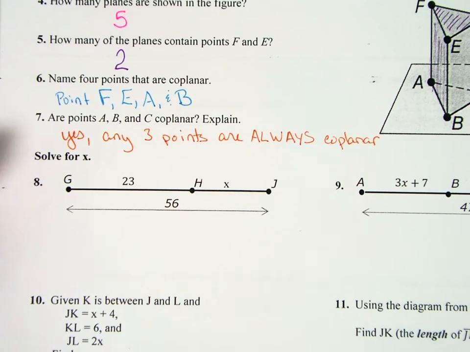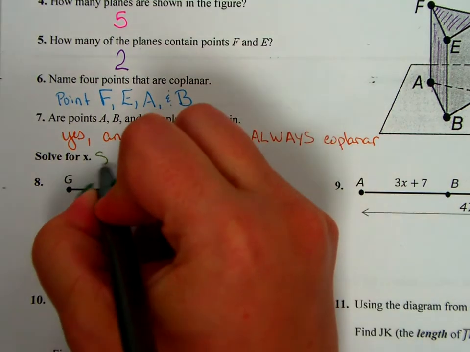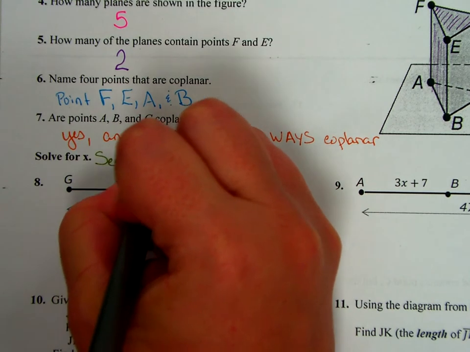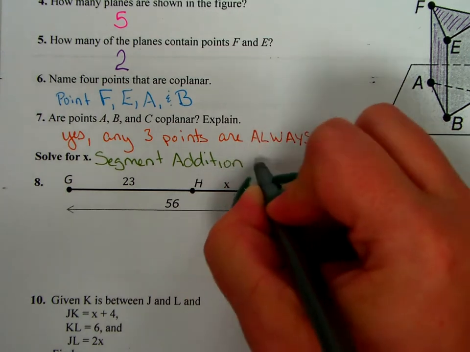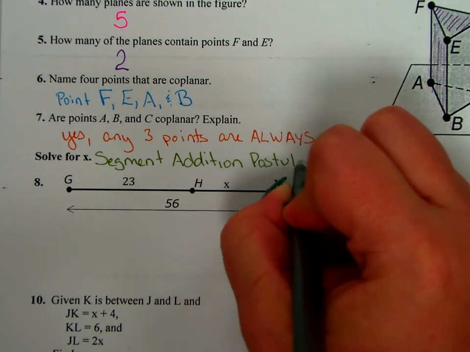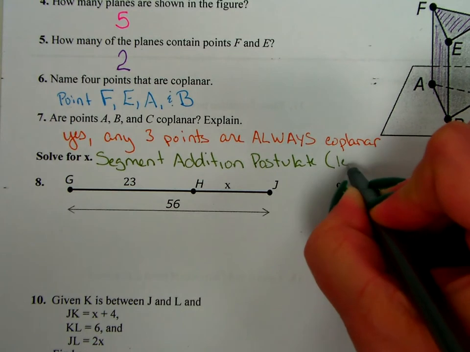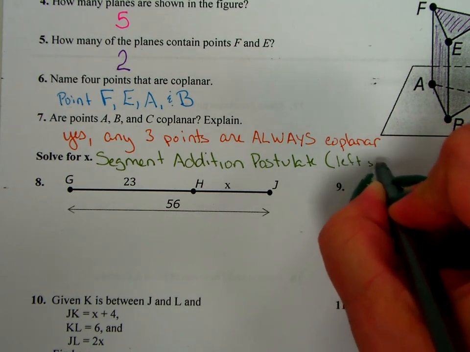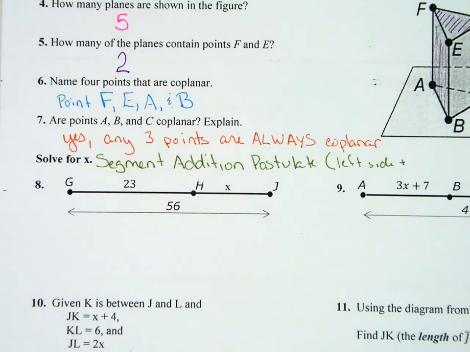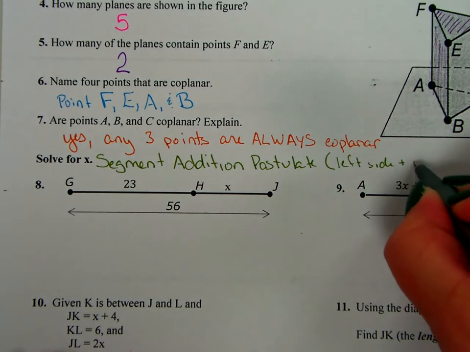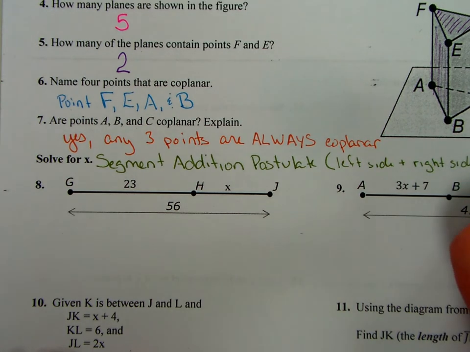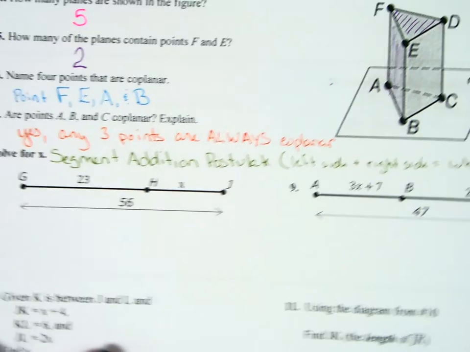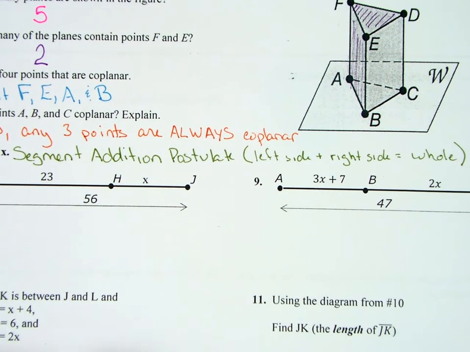For 8, 9, and 10, we're going to be using the segment addition postulate. Good. And that says the left side plus the right side, if you have a horizontal segment, equals the whole thing. The left side plus the right side equals the whole thing.